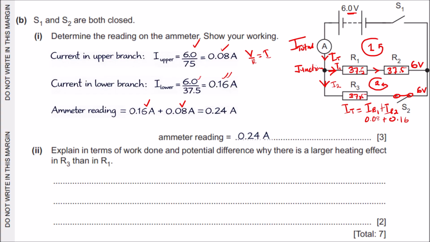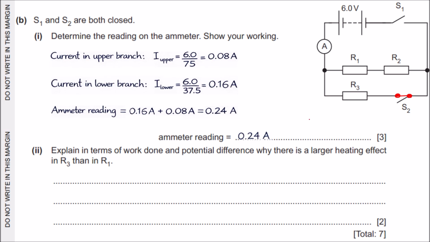Explain in terms of work done and potential difference why there is a larger heating effect in R3 than in R1. Let's erase this so that we can address this question with a clear picture. Right. So we want to explain in terms of work done and potential difference why there is a larger heating effect on R3 than R1.